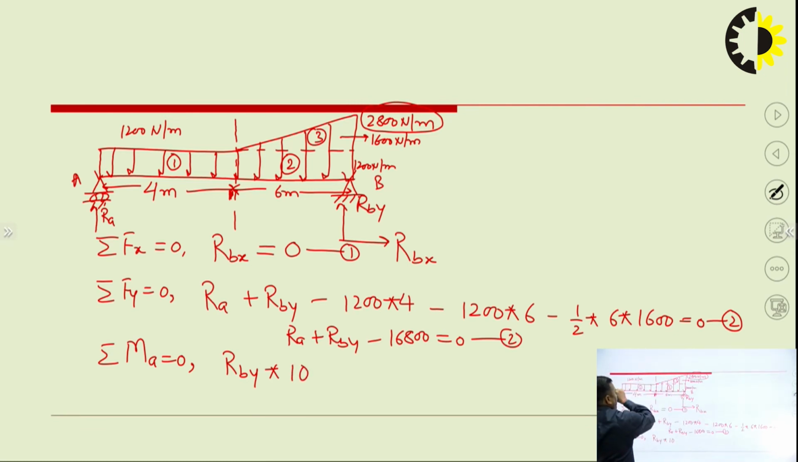Tendency of rotation: I can also take anti-clockwise as positive. It is not necessary that we always take clockwise as positive. If in a particular question I am taking clockwise as positive, then anti-clockwise automatically I have to take negative. But I can change the sign convention in another question. Okay. So RBY, then 3 loads, 1200 into 4. Where will it be effective? It will be effective at the midpoint.